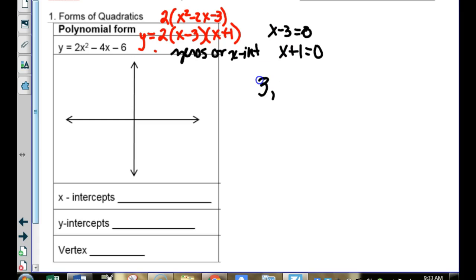So 3 or -1 would be the x-intercepts. So 3 would make it 0 or -1 would make it 0. When it asks for intercepts, please write them as ordered pairs, okay? How do we find the y-intercept? Anybody remember anything about the y-intercept?